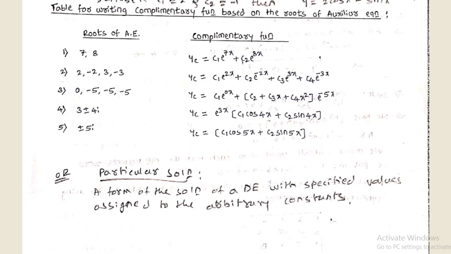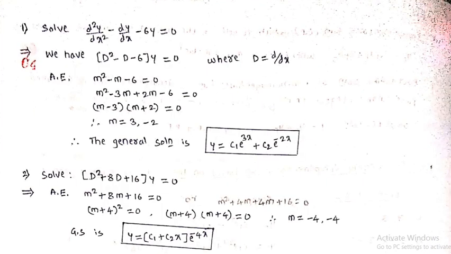And fifth one, roots are plus or minus 5i. So here the real part is absent, only the imaginary part is present. So its complementary function is c1 cos 5x plus c2 sin 5x. So those were examples on the homogeneous function and its complementary function.